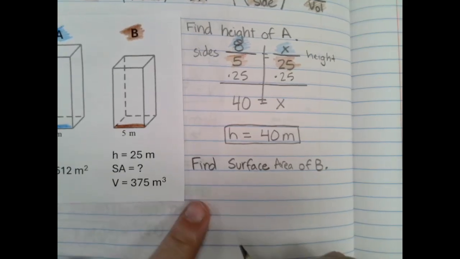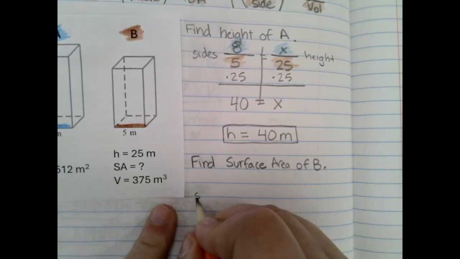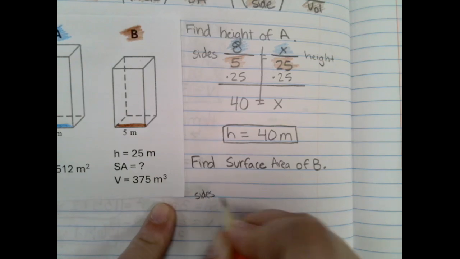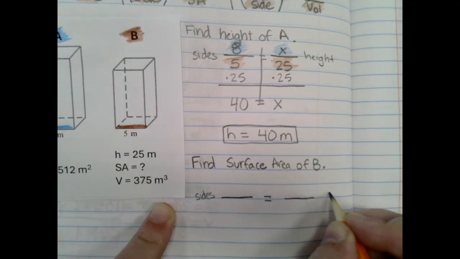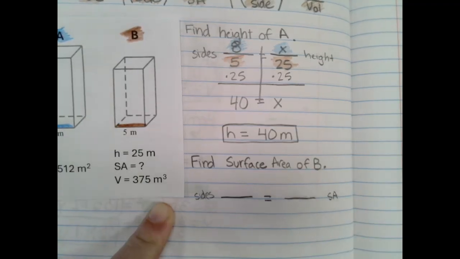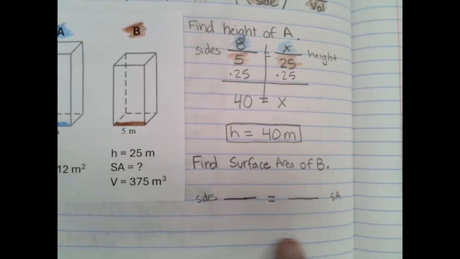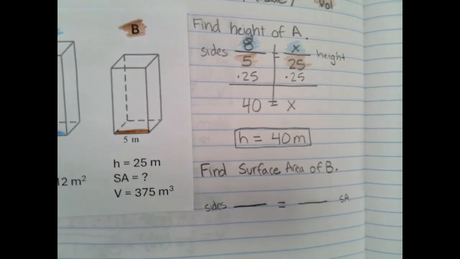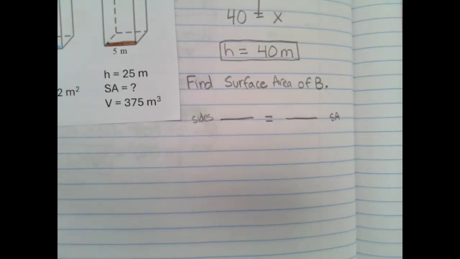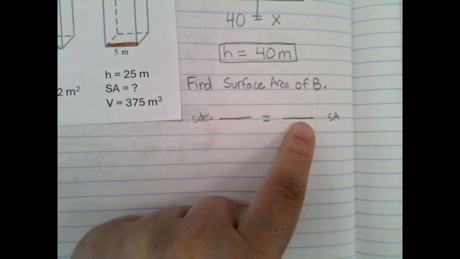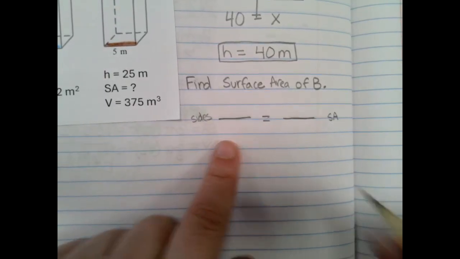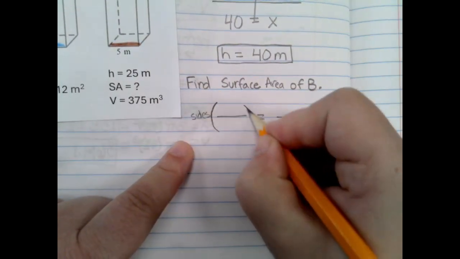So this time when I do my sides on one side and my surface area on the other side, what else needs to be included in how I set this up? You look back at the top, what did we know for surface area? It has to be parentheses to the power of 2. Is that the sides or the surface area? The sides. So we're going to do that parentheses, power of 2.